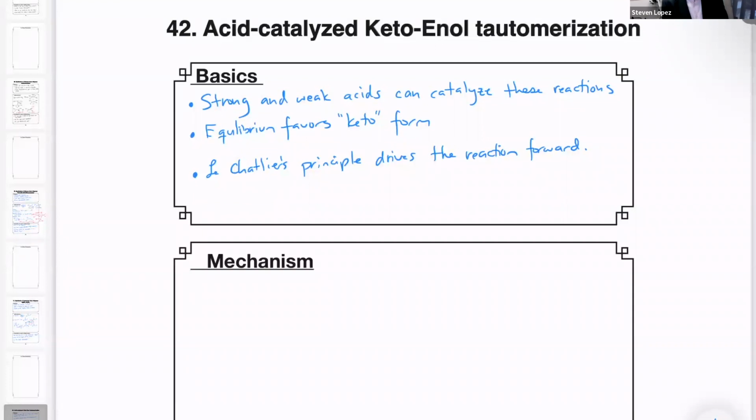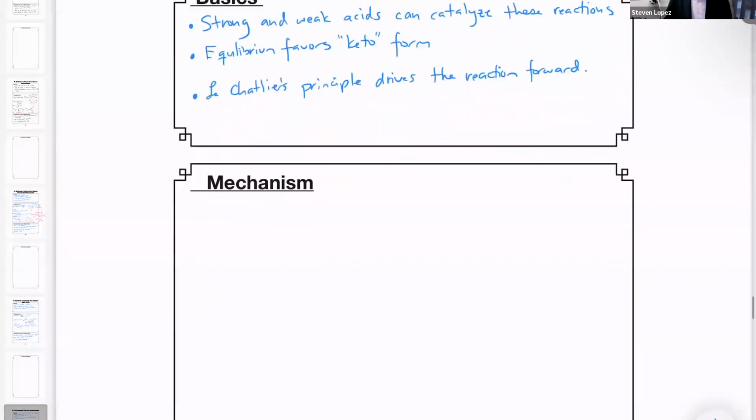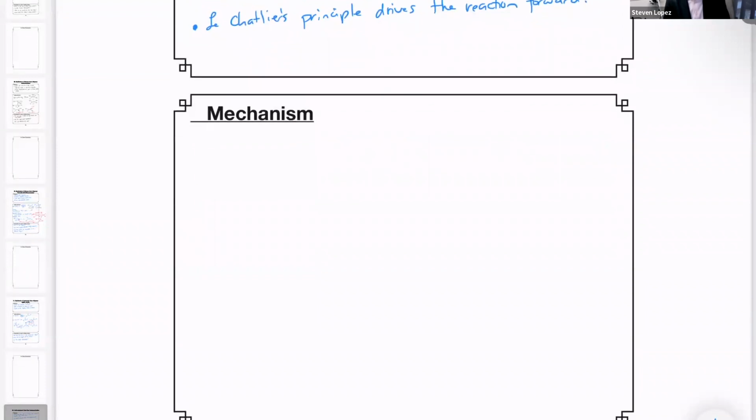The equilibrium favors this keto form, or a ketone, as opposed to an enol, and Le Chatelier's principle helps to drive this reaction forward. If the enol is formed during this reaction, it will become the keto and in a subsequent step, react with nucleophiles or bases. Let's get into the mechanism. So I'm going to show the reaction for a generic enol interconverting to the keto form in the presence of acid.